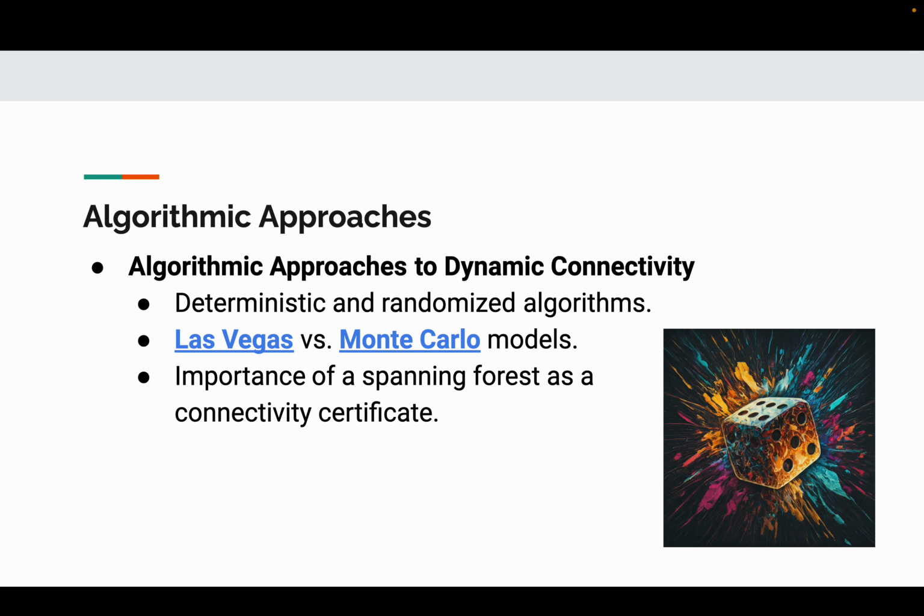Dynamic connectivity has been tackled with both deterministic and randomized approaches, including Las Vegas and Monte Carlo models. A key strategy involves maintaining a spanning forest as a sparse certificate of connectivity, which is crucial for answering the connectivity queries efficiently.